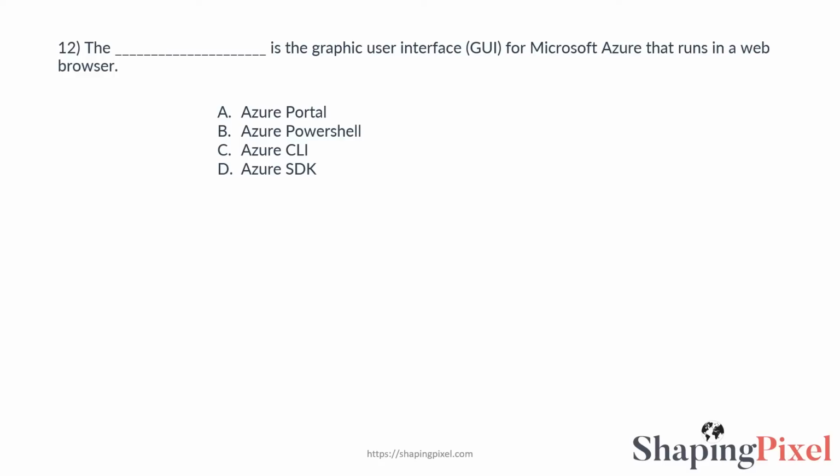Question number 12. The dash is the graphical user interface for Microsoft Azure that runs in a web browser. And we have the following four options: Azure Portal, Azure PowerShell, Azure CLI, Azure SDK. So the right option here is option A, Azure Portal.